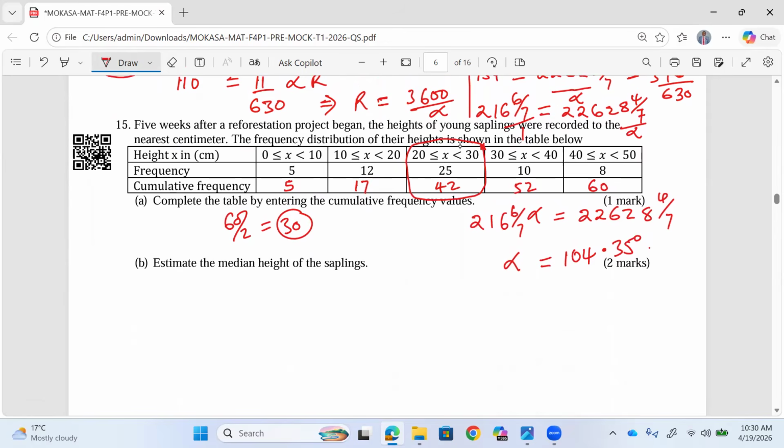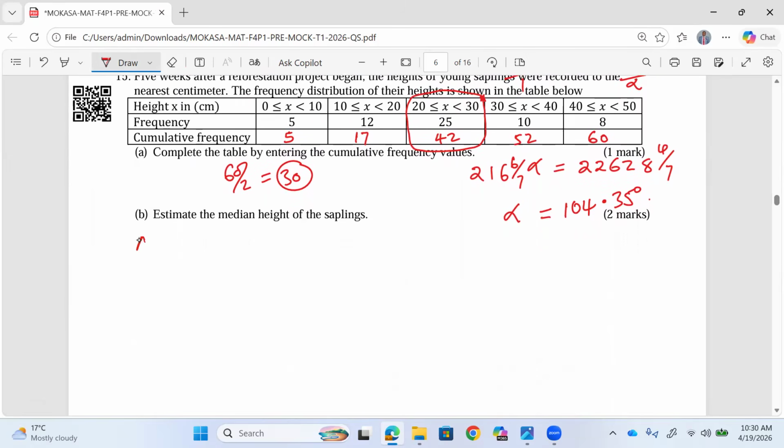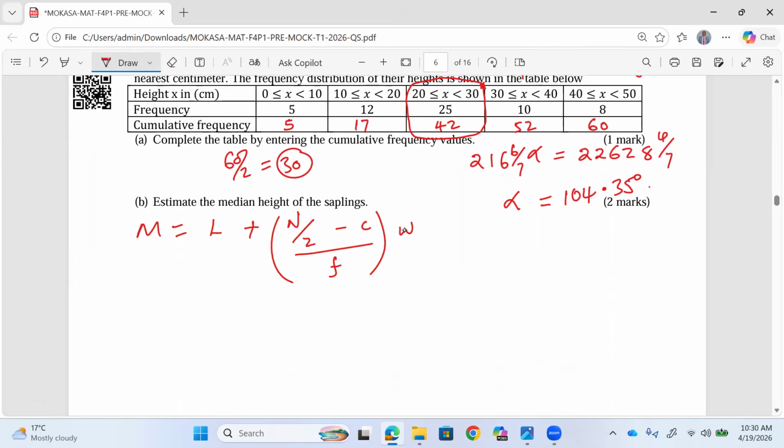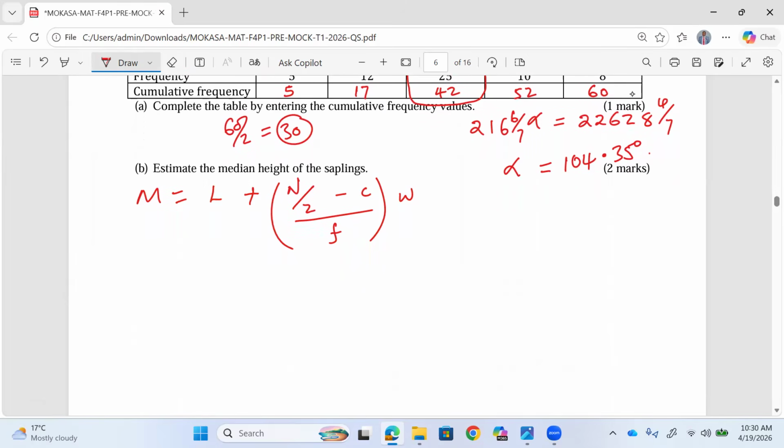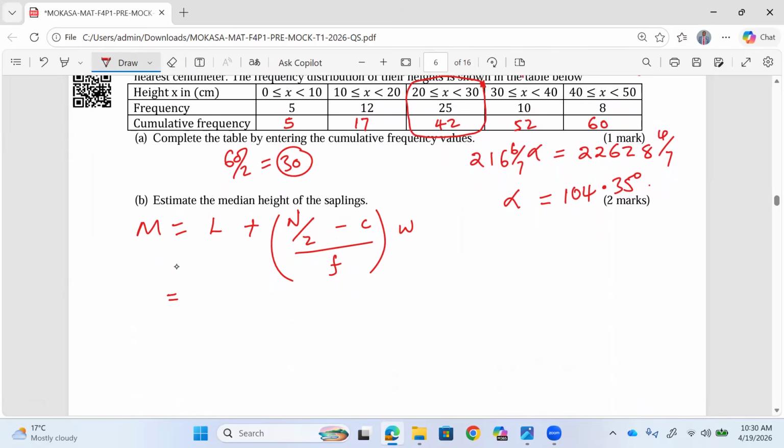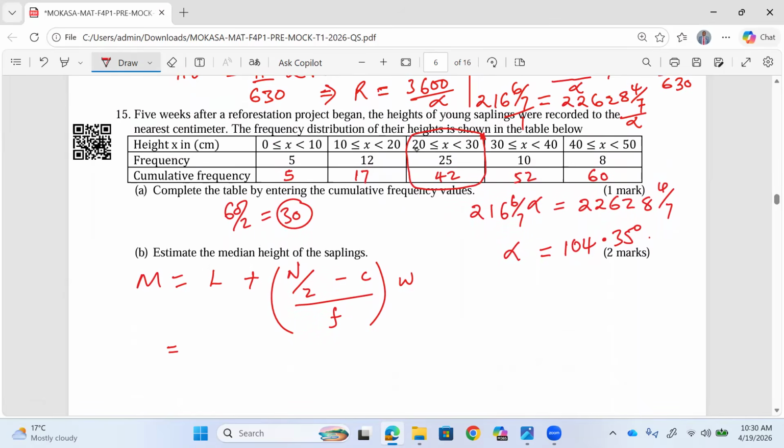This is our median class. So now median is given by lower class boundary plus total frequency over 2 minus cumulative frequency just before, divided by frequency times the class length. Therefore, at this point, the lower class boundary shall be, we pick the current lower plus the previous upper, and we divide by 2. So 20 plus 20 over 2.